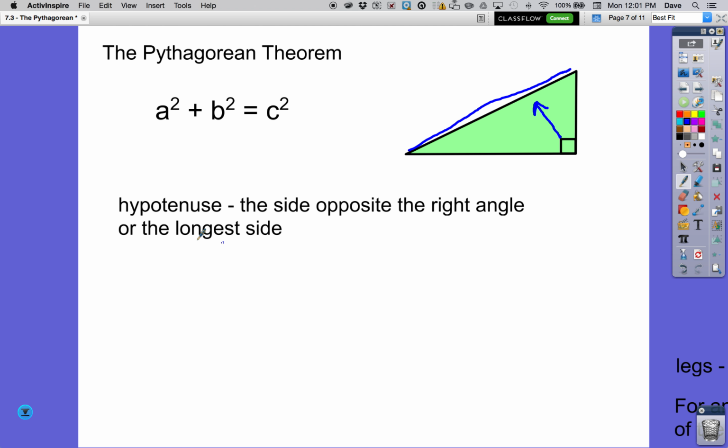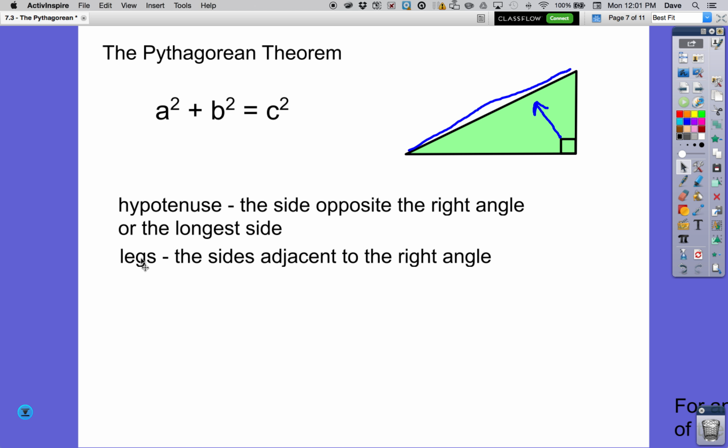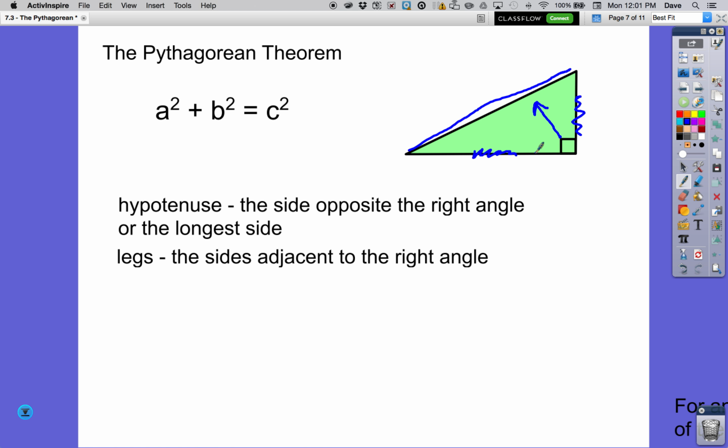Another way, if the measurements are given, is that it's also the longest side. Of these three, the hypotenuse will always turn out to be the longest one. Now, what about these other two sides? Those are called the legs. The legs are the sides adjacent to, or touching, the 90-degree corner. So this is one of the legs here, and this is one of the legs here.